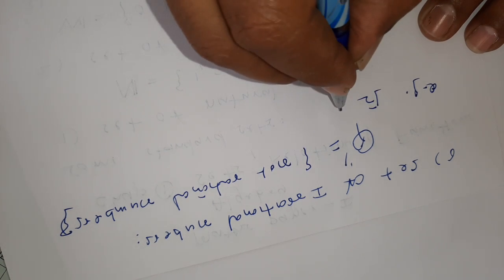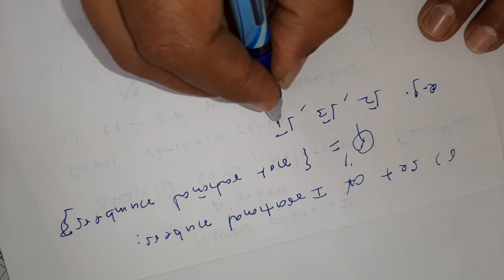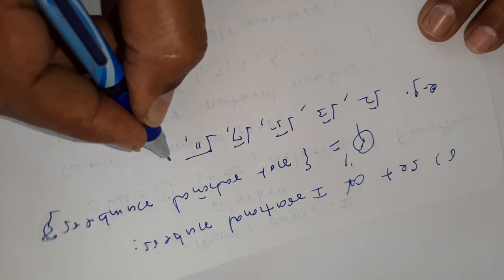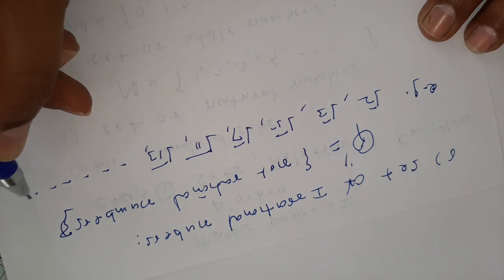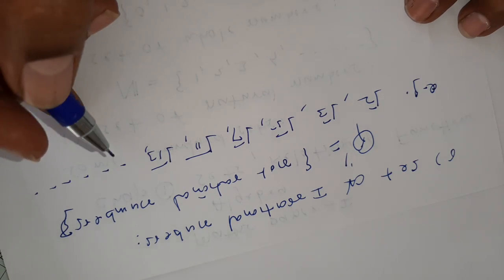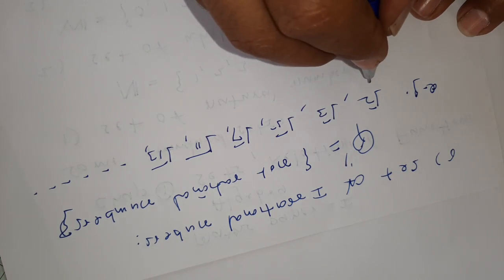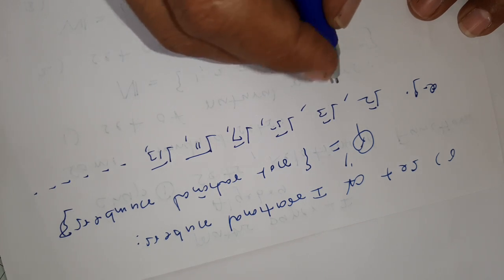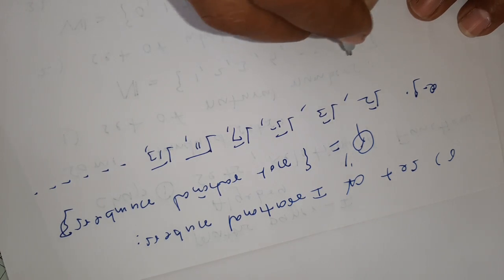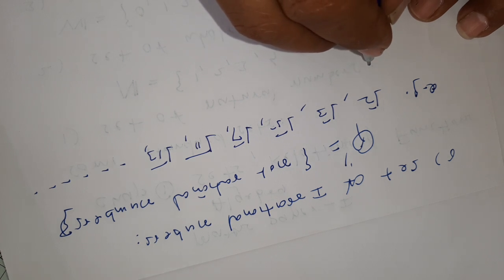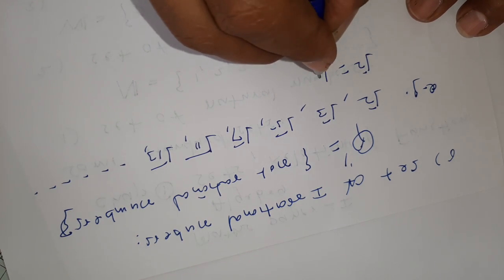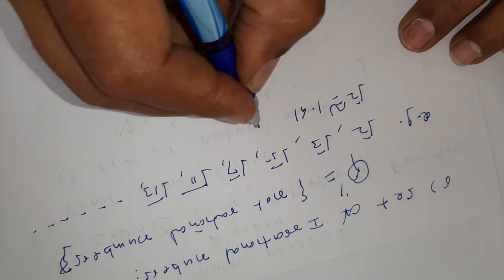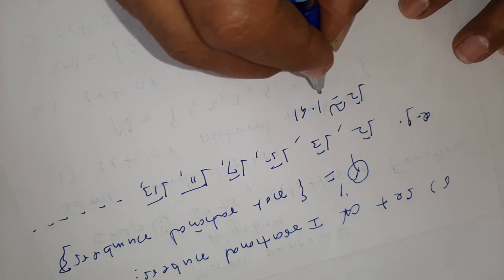Root 2, root 3, root 5, root 7, root 11, root 13. These are examples of irrational numbers. So what is the value of root 2? We cannot write root 2 in the form of point, fractional numbers. Root 2 is 1.41, but this is an approximate value. This is not the exact value of root 2.